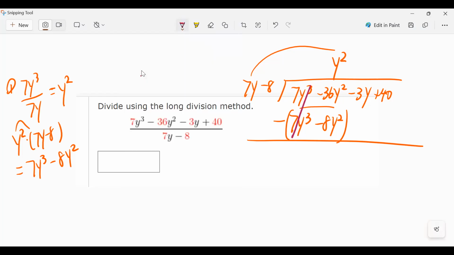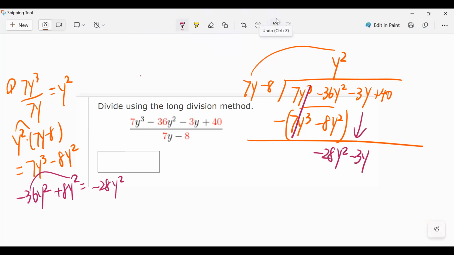So, cancel that. Minus 36y squared minus negative 8y squared means adding 8y squared. So it's minus 36y squared plus 8y squared, and combining them you get minus 28y squared. So the remainder is minus 28y squared. Now bring down the minus 3y. Now repeat this process. Second step, take the leading term here, minus 28y squared, divided by the leading term of the divisor, and you simplify to get minus 4y. That goes on top.